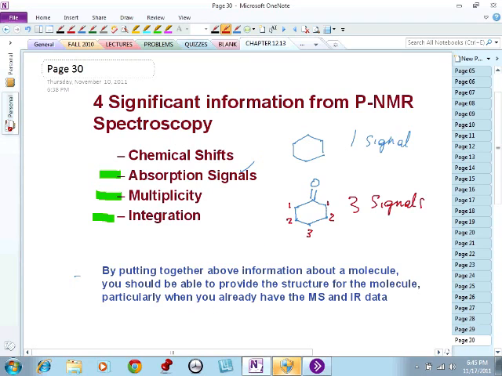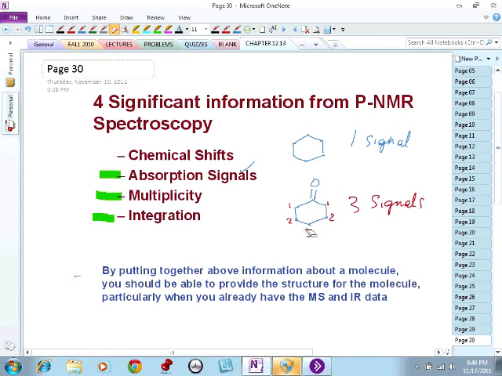3 signals. I have 3. Yes. As you have 3, this is one type of hydrogen. Because this hydrogen here and this hydrogen are equivalent. This is another type of hydrogen. You see it? And then this is the third type of hydrogen. Right? This here is one type. This is the second type. And this is the third type. This and this are equivalent. This and this are equivalent. And this is just by itself. So you're going to have 3 types of hydrogen here.